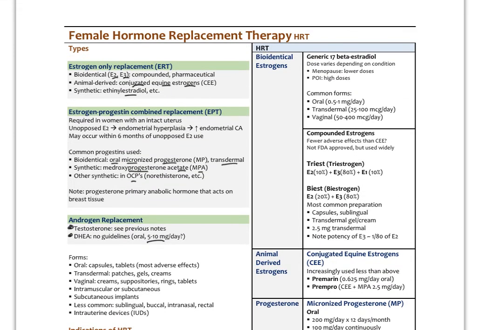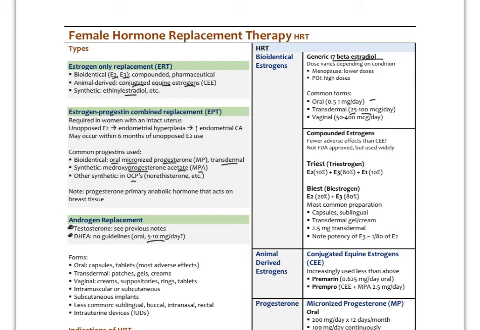Here in the right-hand column are some examples, in more detail, of some of the estrogens. So we have our bioidentical generic, 17-beta estradiol. Usually, again, in menopause, we're going to use it in lower doses. In premature ovarian insufficiency or failure, we're going to use it in higher, more physiologic doses. Common forms, again, would be oral, but transdermal is probably the most popular here, 25 to 100 micrograms a day. There's also vaginal forms between 50 and 400 micrograms a day.